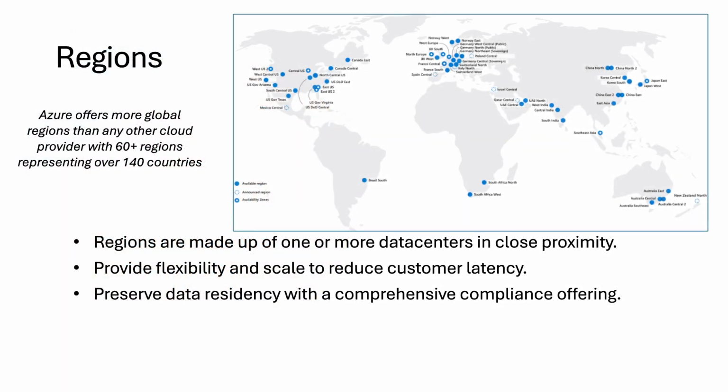First, the regions. Azure offers more global regions than any other cloud provider, with 60 plus regions representing over 140 countries. So what is a region? Regions are made up of one or more data centers in close proximity. It provides flexibility and scale to reduce customer latency, preserve data residency with comprehensive compliance offerings. For example, you have regions like East US, Central US, Spain Central, Northern Europe, South India, and Central India, and each of these regions is a combination of multiple data centers.